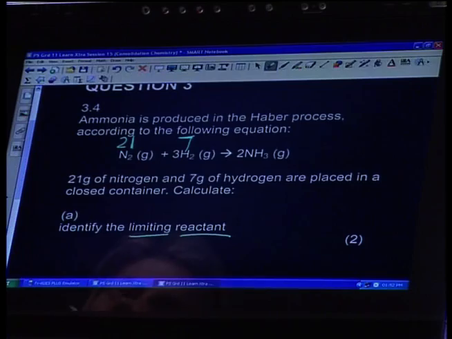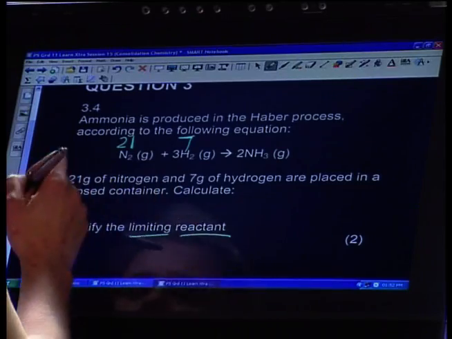Now, let's just think a little bit about the definition of the limiting reactant. The limiting reactant is that one that's going to be finished first. So even if we've got leftovers of the other, the reaction is not going to happen because I don't have enough of both. Now, to identify the limiting reactant, we need to look at two things. We firstly need to know how many moles of each substance have I got. So I'm going to calculate that quickly.